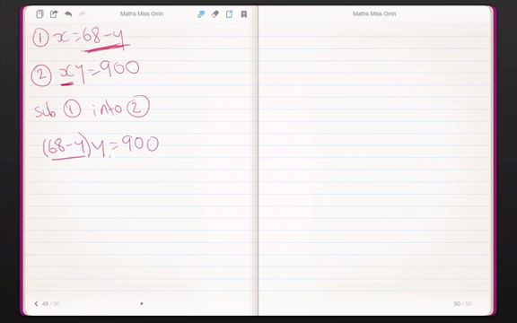Now we only have one unknown, and this makes our life easy because now we can figure it out. So the first thing we do, let's get rid of brackets. So we have 68y because we need to times this by both, don't we? So 68y minus y squared, because y times y equals 900. Now, this does not look like something that's easily solvable.